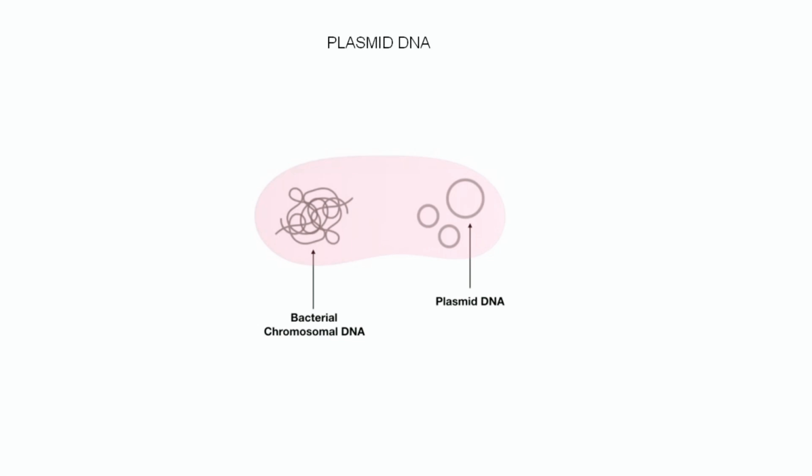As we all know, unicellular organisms are called prokaryotes. Bacteria and viruses are some of the common prokaryotes. Bacteria have chromosomes made up of DNA as a genetic material. Besides this, bacteria also contain a circular DNA in the cytoplasm of the cell called plasmid DNA.